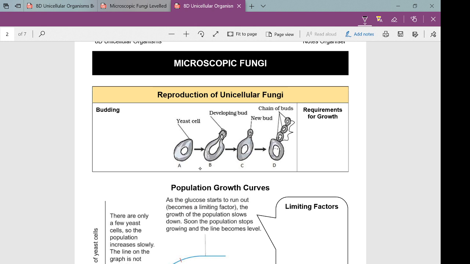Yes, very good. Yeast is used in making bread. So we call this process budding, where basically we start off with one yeast cell, and then there's a little tiny bud that comes off, and then we have multiple of them coming off, and then they bud off and then go on to grow to become larger yeast cells that go on then to form buds themselves.